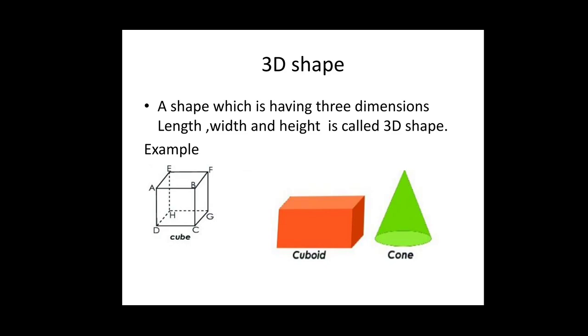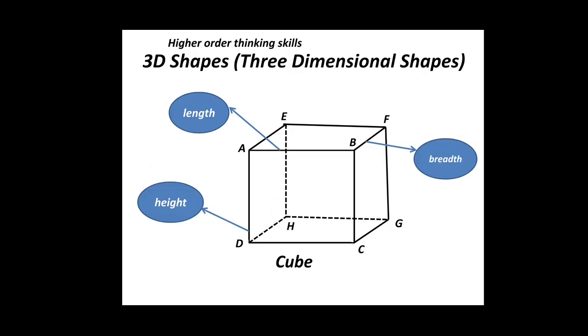3D shape एक ऐसा shape है जिसमें 3 dimension होते हैं. Yes, length, width and height. Width is also called breadth. Okay, we have already discussed it. So here are some examples of 3D shapes. Number 1, cube, cuboid and cone. Cube, cuboid and cone, as you can see in the picture.